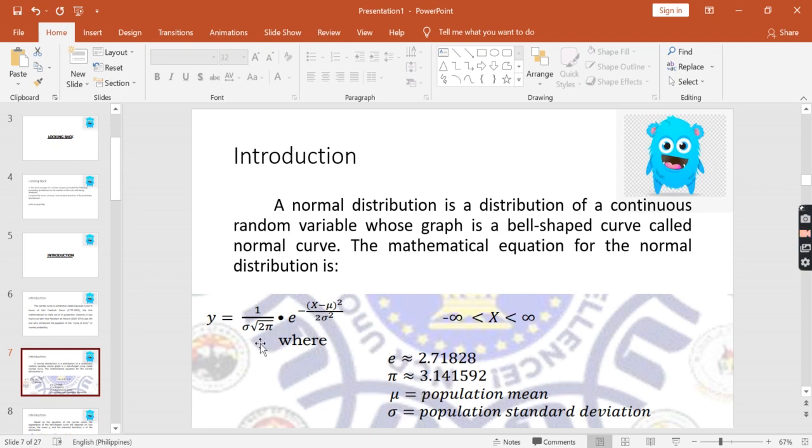Here, there's a legend. e is a universal constant with a value of approximately 2.71828. Pi is 3.14159. The mean, or mu, is the population mean, while sigma refers to the population standard deviation. x can take any value from negative infinity up to positive infinity, in between those two.